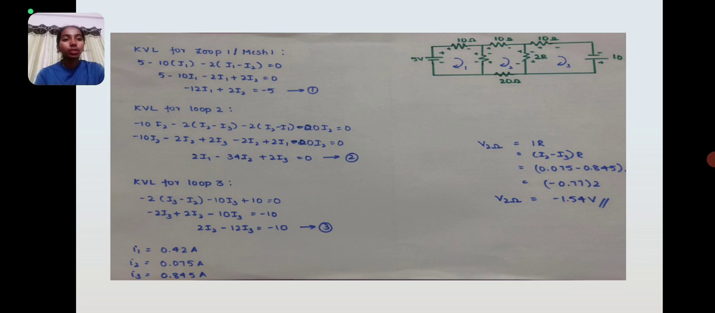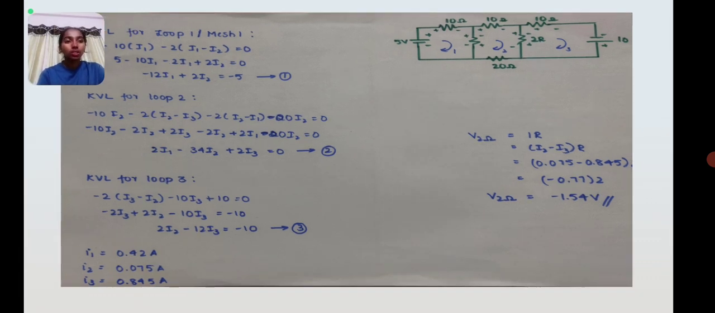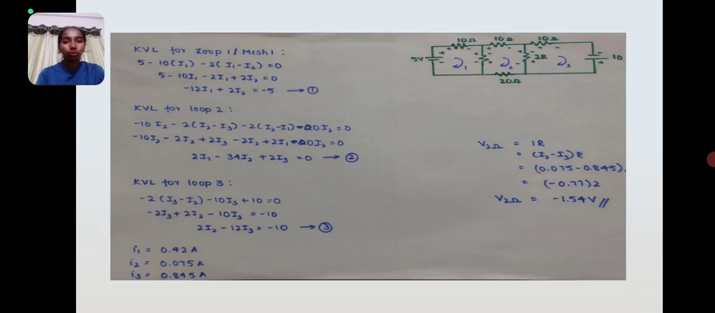Since the circuit gives a 2 ohm resistor, we need to find the voltage across it. As we all know, according to Ohm's law, V is equal to I into R. Here we have considered I as I2 minus I3 because it is shared between loop 2 and loop 3. Substituting all these values, we'll get minus 1.54 volts. That is, the voltage across the 2 ohm resistor is minus 1.54 volts.